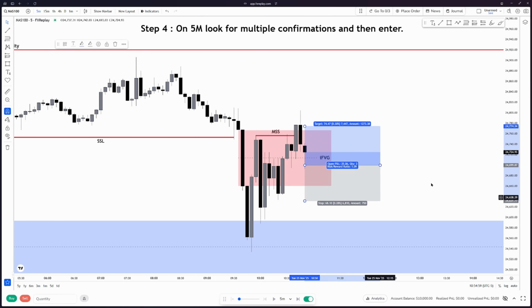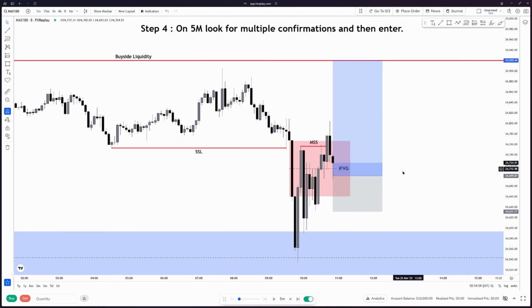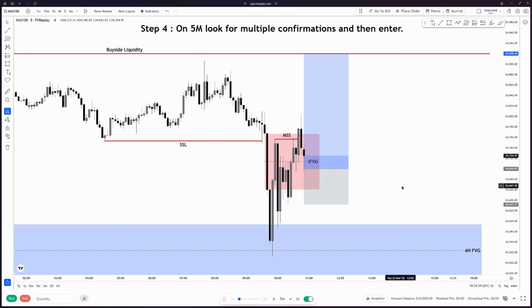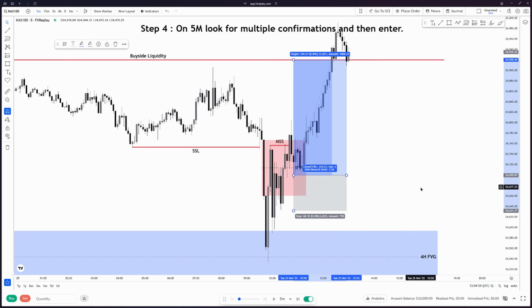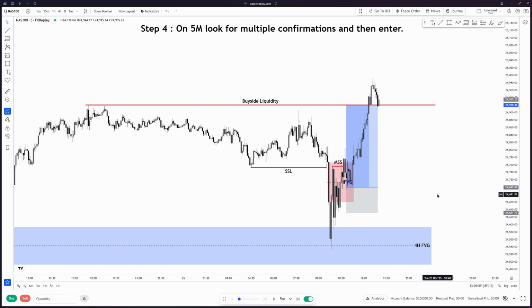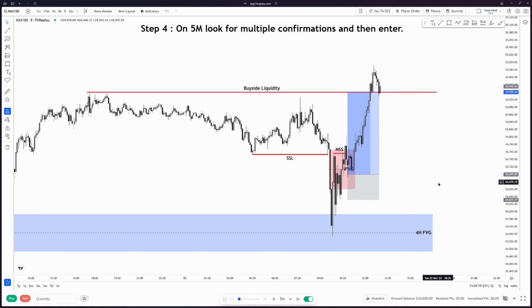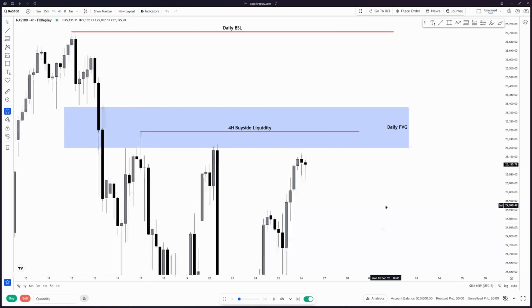Stop goes below the previous low, and our target is the buy-side liquidity we marked earlier. Look at the difference. The risk to reward is clean, efficient, and high quality. And just like that, price runs straight into target. It's literally that simple when you follow the confirmations. Now let's look at one more example, and I'll show you a different way to use this model.